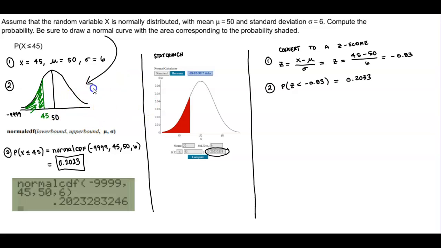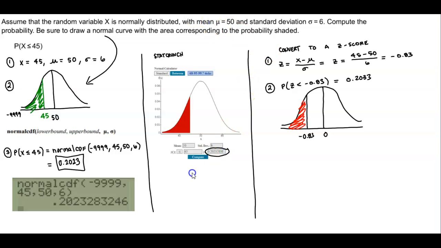So you have to pay attention to when they're asking for the standard normal curve and the normal curve. If they're just saying the normal curve, then you're just going to plug those numbers into your calculator and therefore get that area. Because again, what this would look like in the standard normal curve is that instead of the mean being 50, it would be 0. And then instead of it being 45, we would have negative 0.83. And then what we're looking for, again, is the area here.